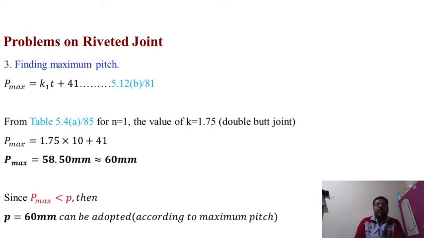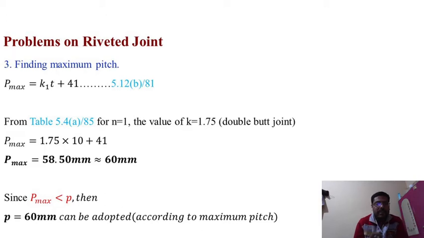Then finding the maximum pitch value of the rivet. P maximum is equal to K1T plus 41. This is the equation for finding the maximum pitch of the rivet. The equation number is 5.12b, page number 81 from the data handbook. From table 5.4a, page 85, for n is equal to 1, the value of k is equal to 1.75. This is a double butt joint.